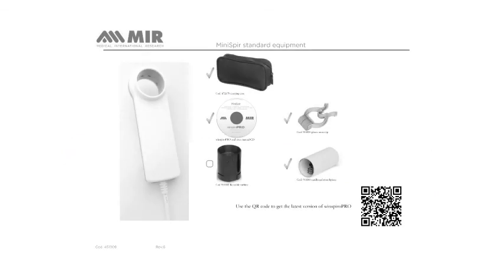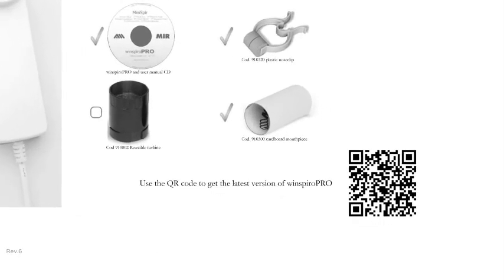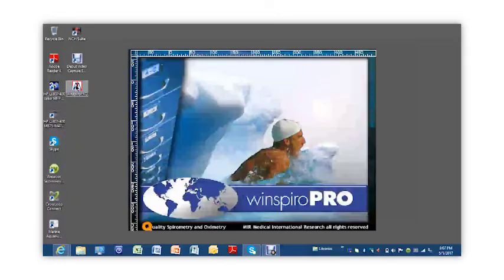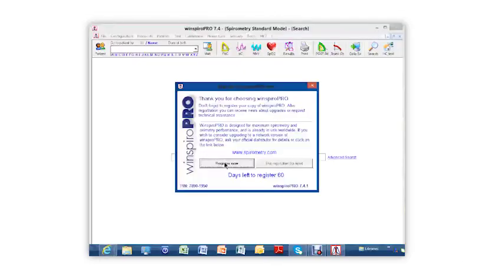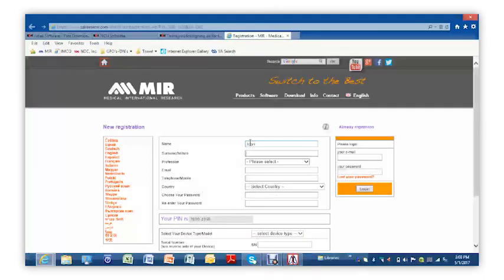The first thing you will need to do is install the winspiroPRO on your computer with the enclosed CD. In case the CD reader is not available, you can use the QR code on the info sheet included in the standard device packaging. Once opened, the program will ask you to register. Follow the steps as illustrated, and you will be able to register your software for use.